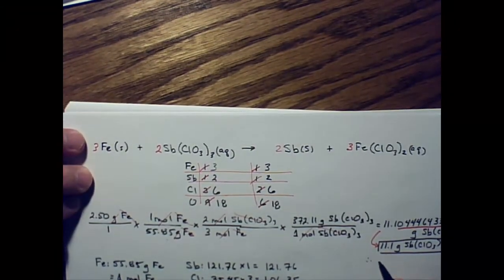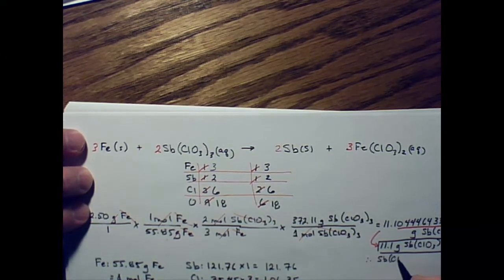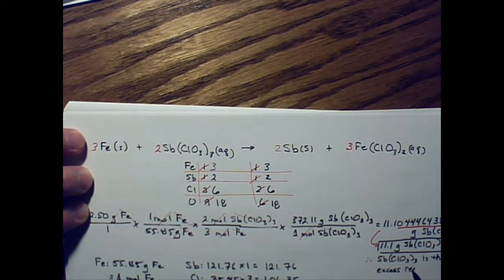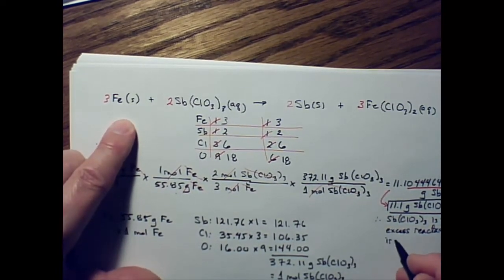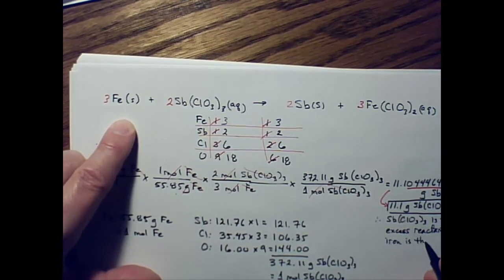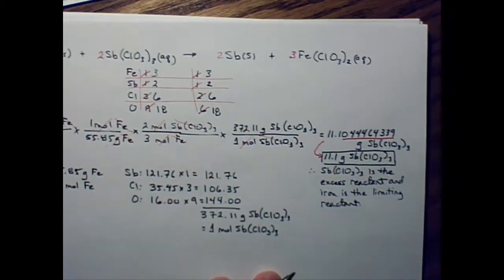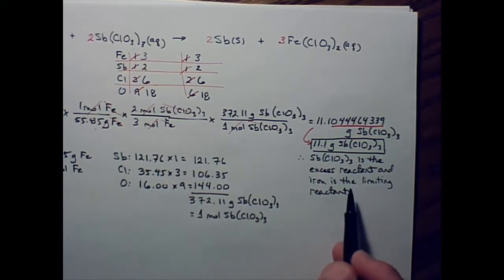Therefore, antimony 3-chlorate is the excess reactant. And that means that the other reactant, in this case iron, is the limiting reactant. And that limiting reactant is really key, because once I find the limiting reactant, any calculation done from this point forward will start with the given amount of limiting reactant.